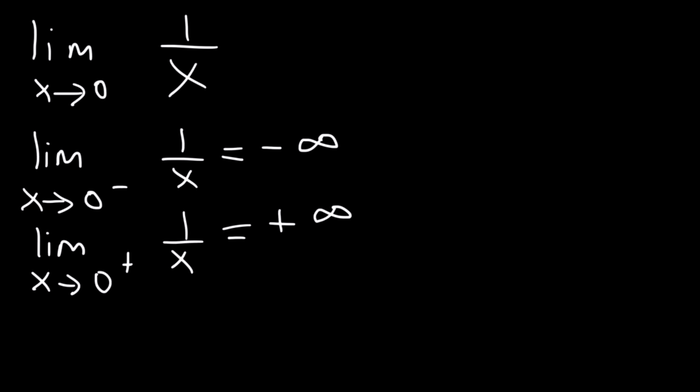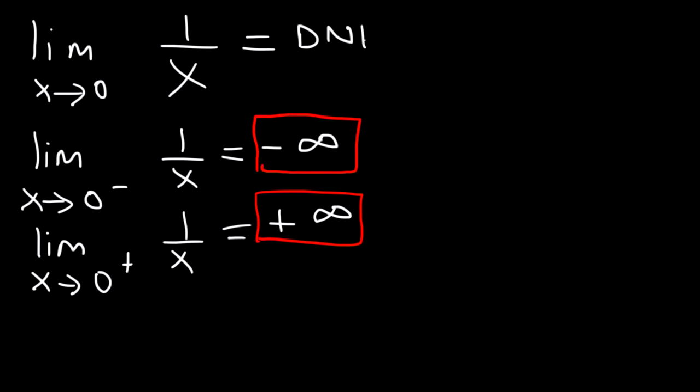So now let's finish this question. Since these two limits do not match, the left side and the right side, therefore, the limit as x approaches 0 from either side does not exist. Now let's try another problem.